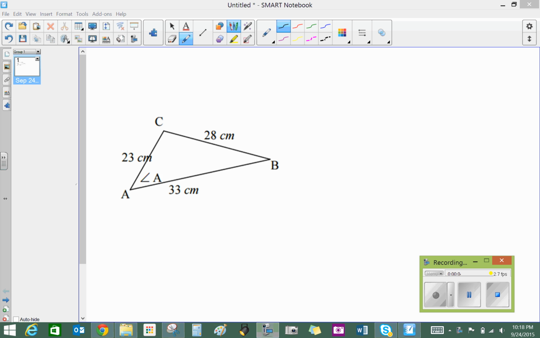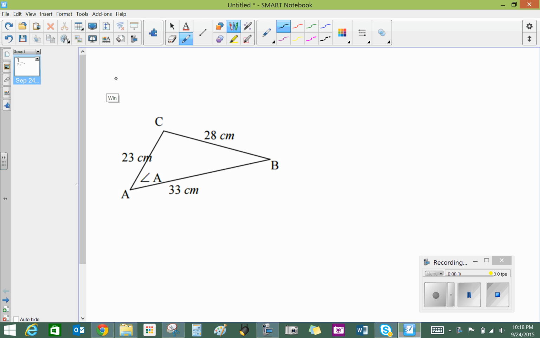I thought I would create a short screencast to support you in terms of how you can use the law of cosines, or the cosine law, to figure out a missing angle.